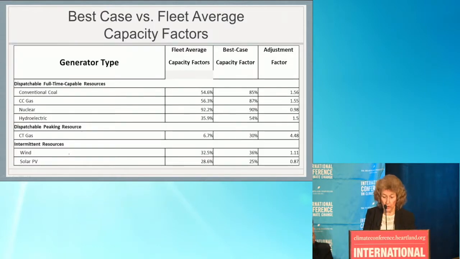The next chart shows how the fleet average capacity factors affected the calculation. The first column are the average fleet capacity factors in 2015. The second column are the numbers that EIA used, the best case capacity factors, and the third column is the ratio. There are two technologies, nuclear and solar photovoltaics, that actually had higher capacity factors in 2015 than what EIA used.